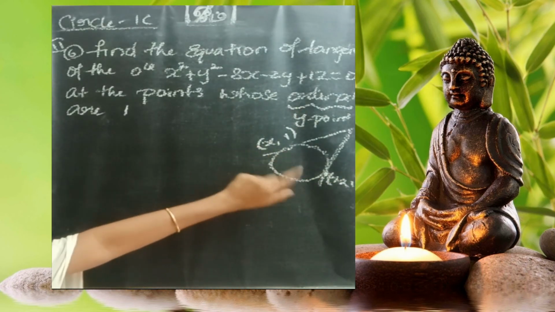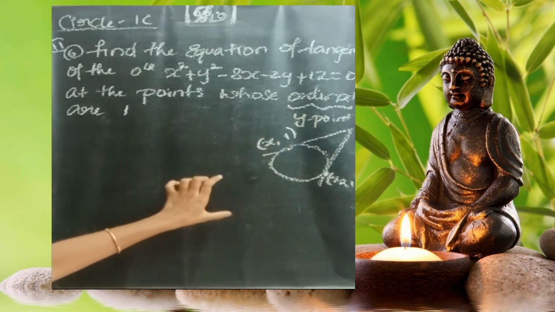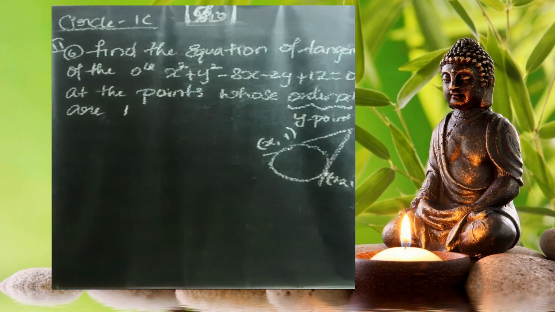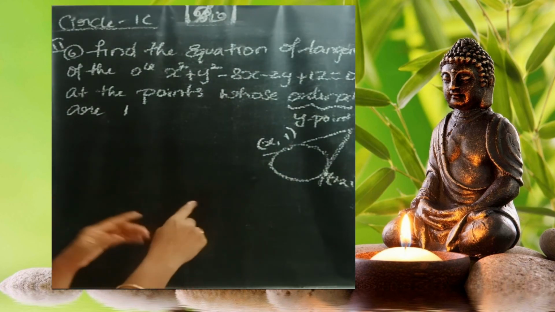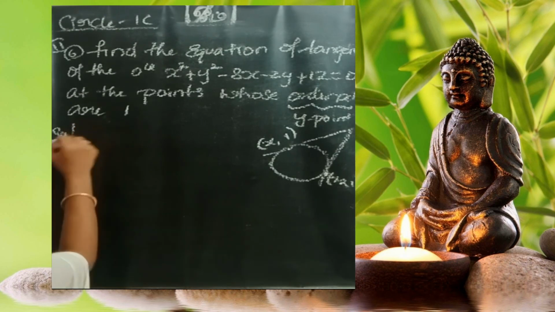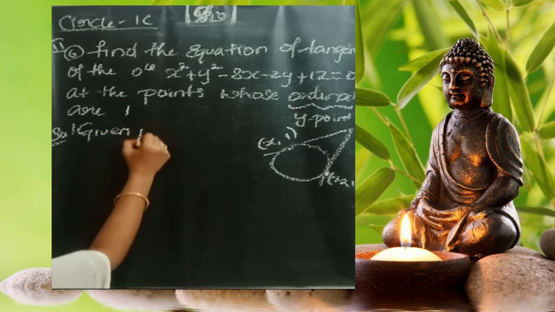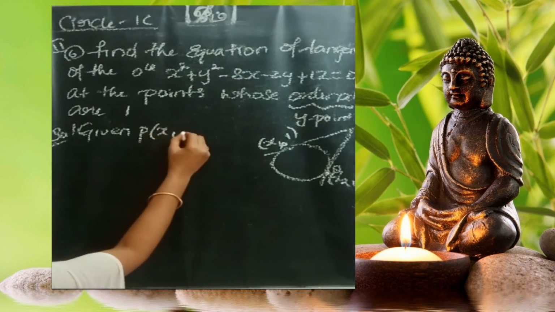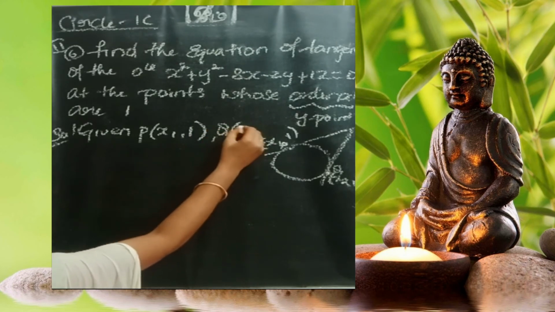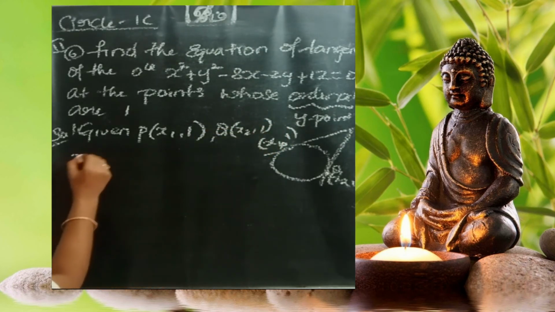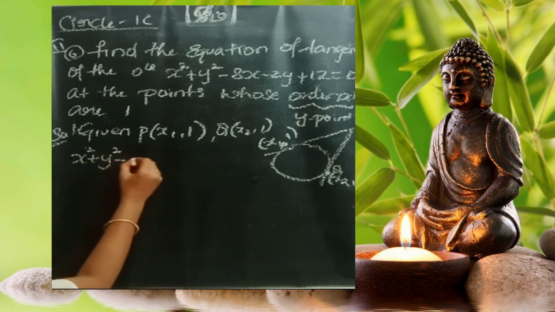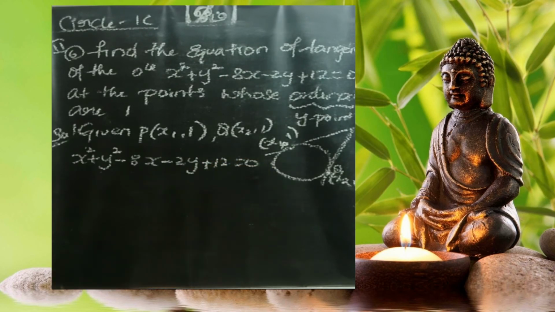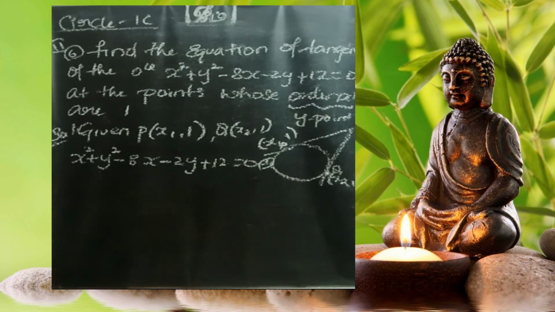So they have given 2 points, that means 2 points are on the tangents, and they have given the circle. Now we have to find the equation of tangent of that circle. Let's say these are points P and Q, P as x1 comma 1 and Q as x2 comma 1. The first equation they have given is x square plus y square minus 8x minus 2y plus 12 equals 0.